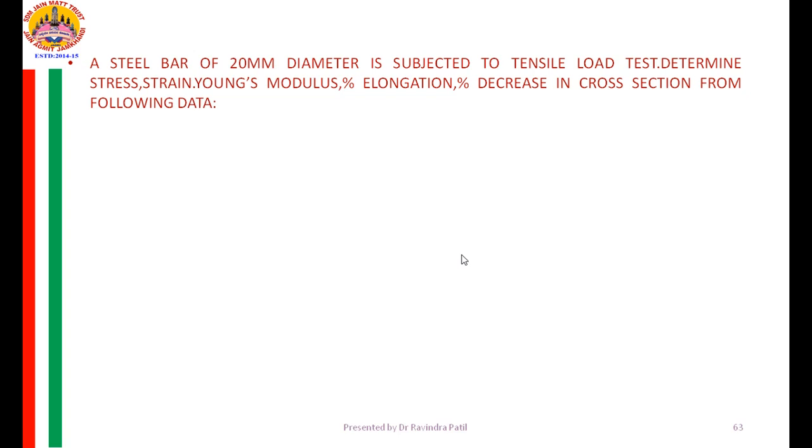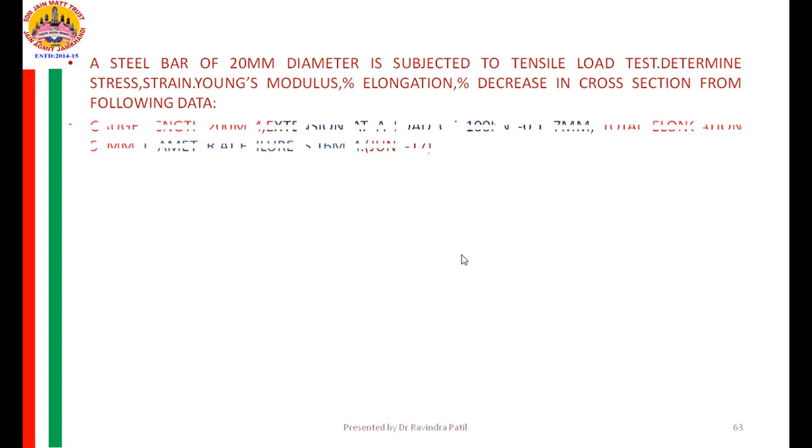Percentage reduction in cross section: the cross section reduces, therefore it is initial area minus final area, divided by initial area, multiplied by 100. This is the overall procedure. Now we shall see what data he has given. He has given the gauge length that has been used to conduct the test, that is 200 mm, that is the initial length.